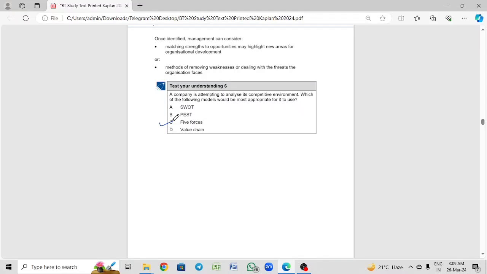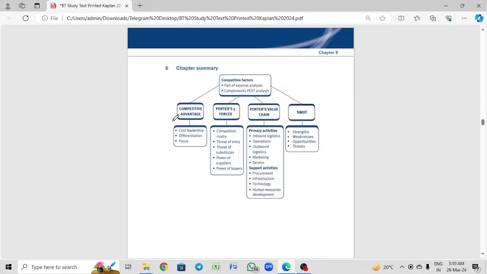It consists of various factors: the technological factors, the political factors, the legal factors, the environmental factors. Five forces help us to analyze the competitive environment. What is the competitive environment in which we are, okay.